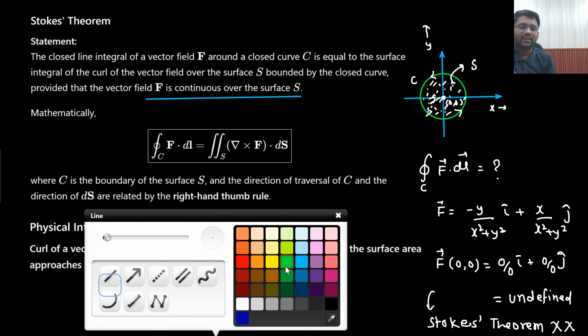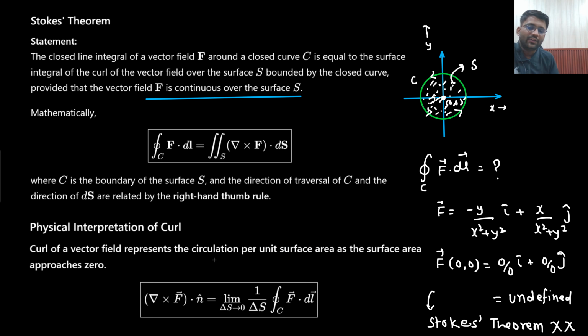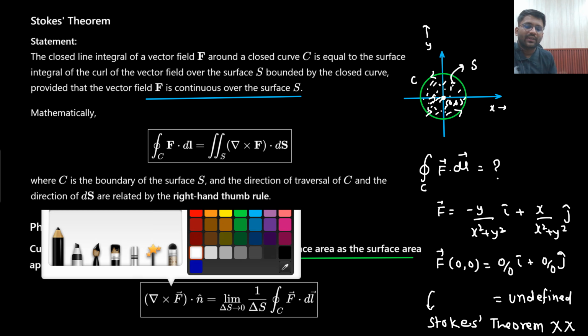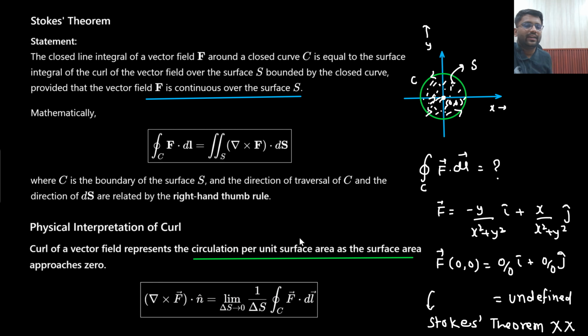This statement could be given in the examination, and they can ask which of the following statements are true. So first one, the divergence. What does gradient represent? Gradient represents the maximum rate of change. The direction of gradient would be in the direction of the maximum rate of change. What does curl represent? Curl represents the circulation per unit surface area, as the surface area approaches 0.